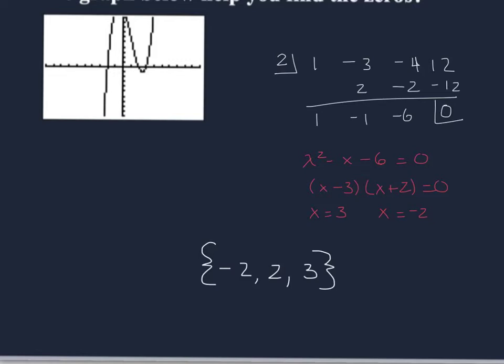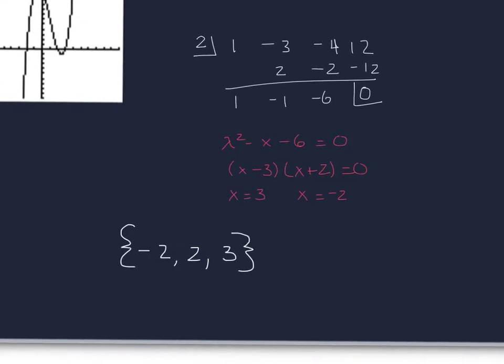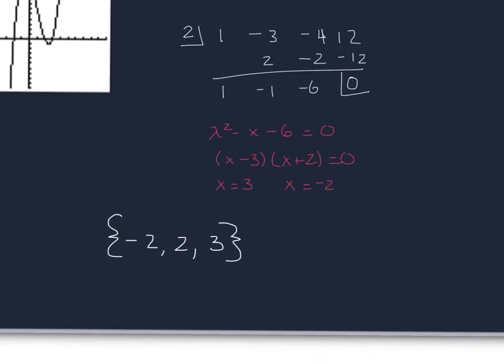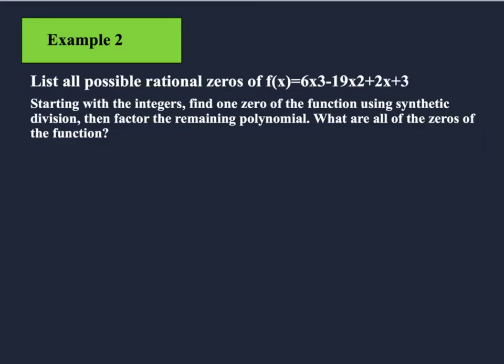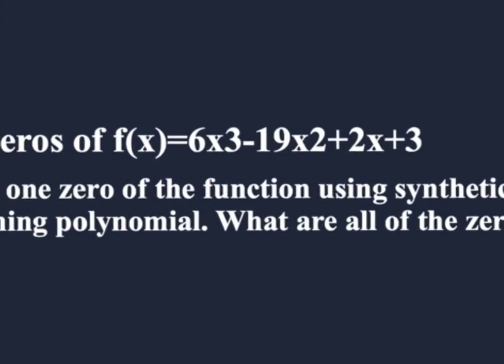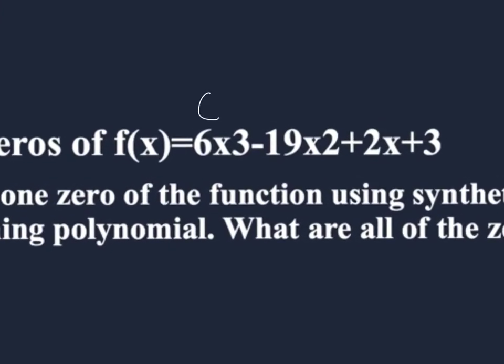Sometimes we may have imaginary roots, so we won't exactly see them on our graphing calculator, and just keep that in mind. Let's take a look at another. Alright, so here we're going to list all possible rational zeros for 6x cubed minus 19x squared plus 2x plus 3.